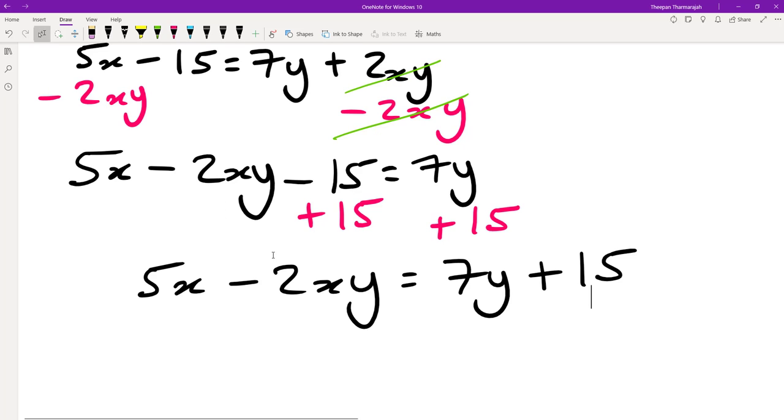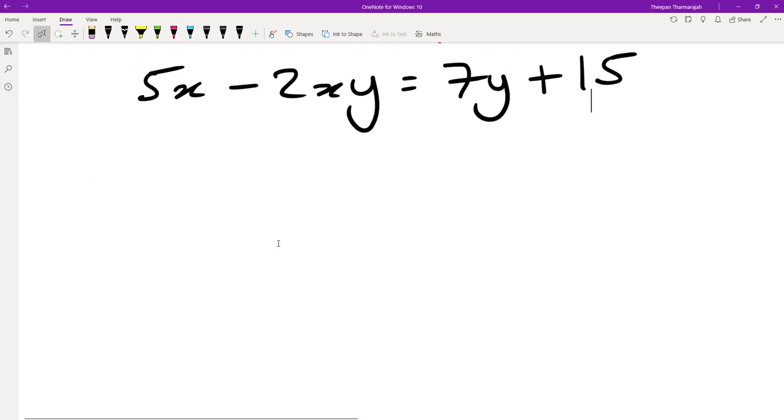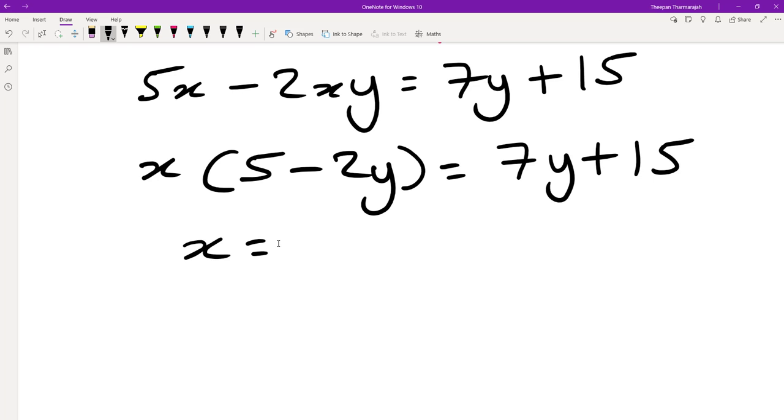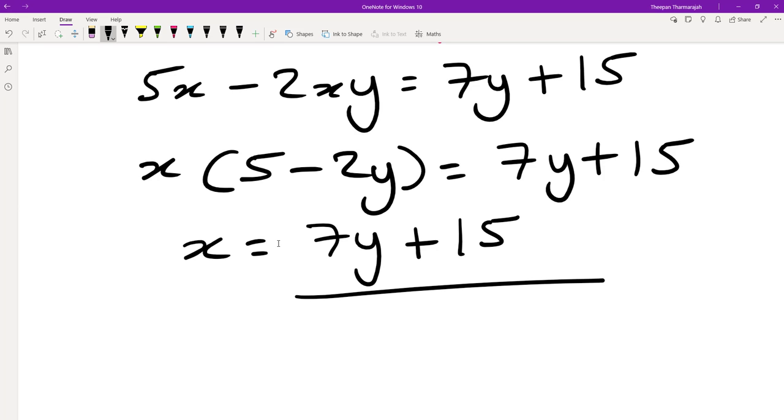So what we do now, we factorize the x out. So we get x, so we get 5 minus 2y in brackets by factorization, and we get 7y plus 15. And then this means times, so we can do the opposite, which is divide. So I end up with 7y plus 15 divided by 5 minus 2y.